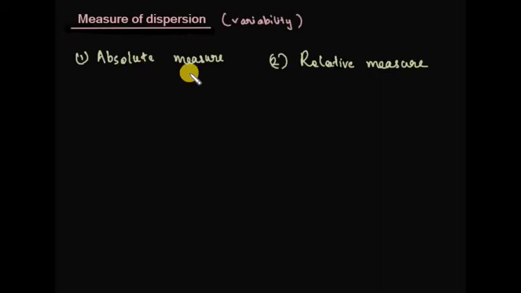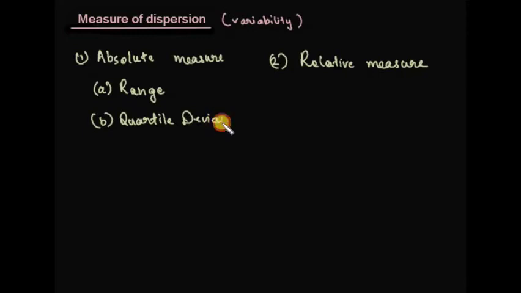Various absolute measures that we are going to discuss are, first one, range. Then we will one by one discuss range, quartile deviation, mean deviation, and standard deviation.